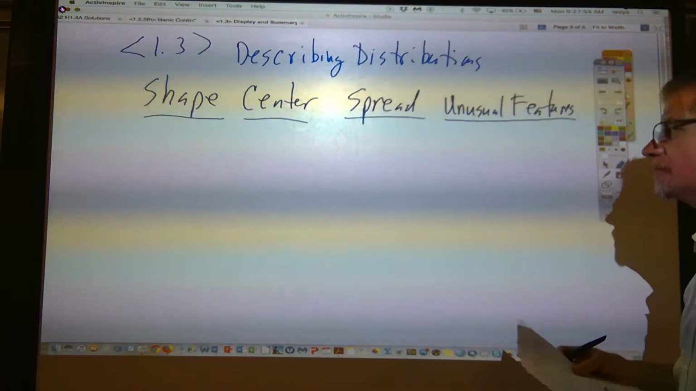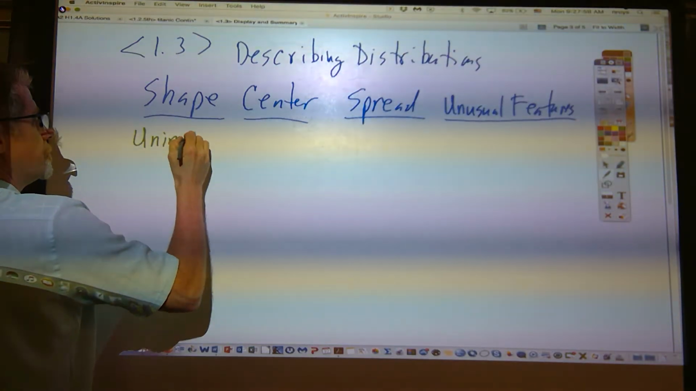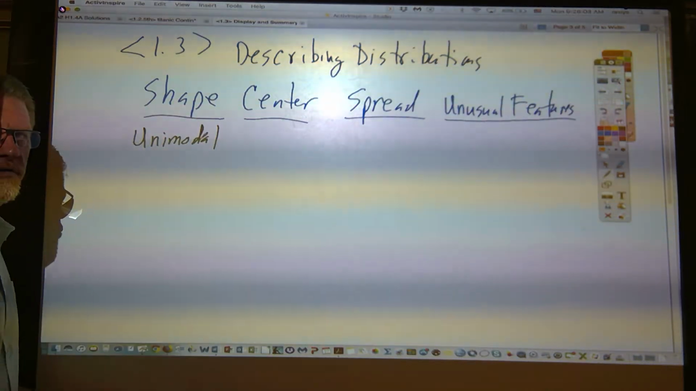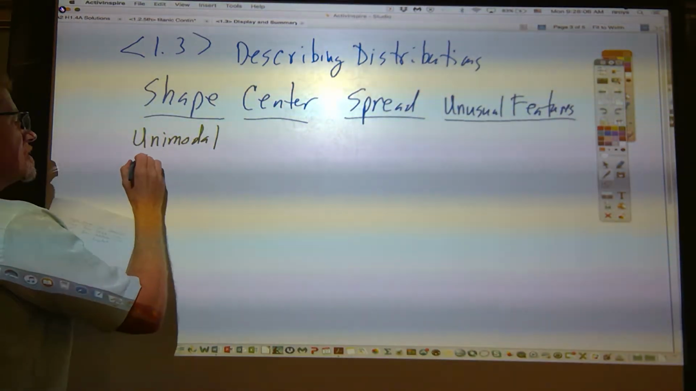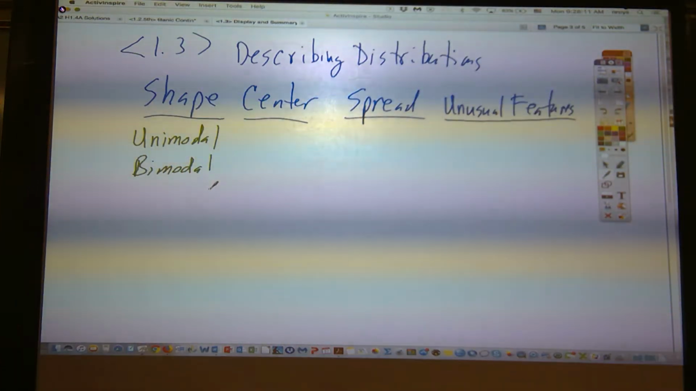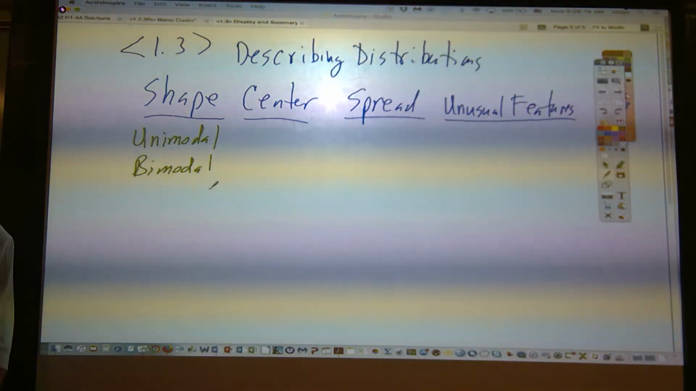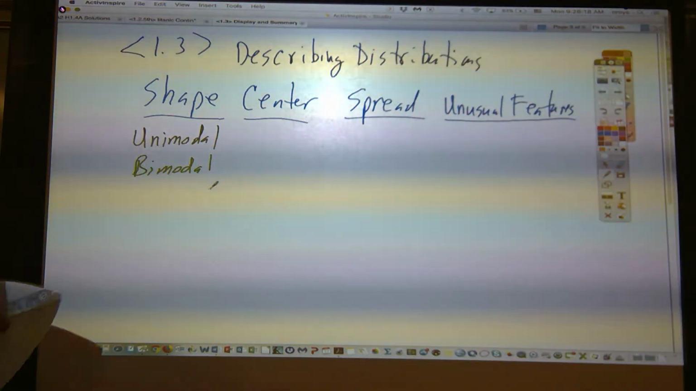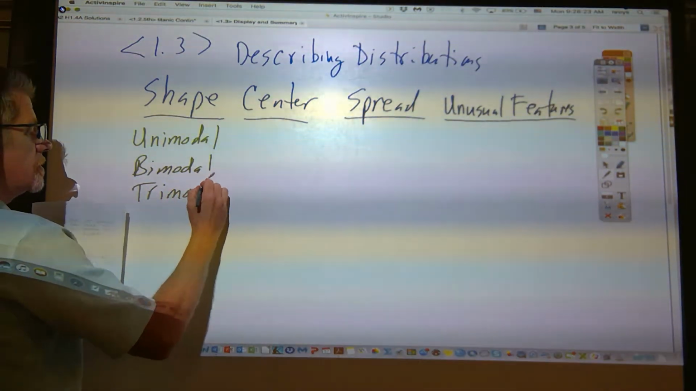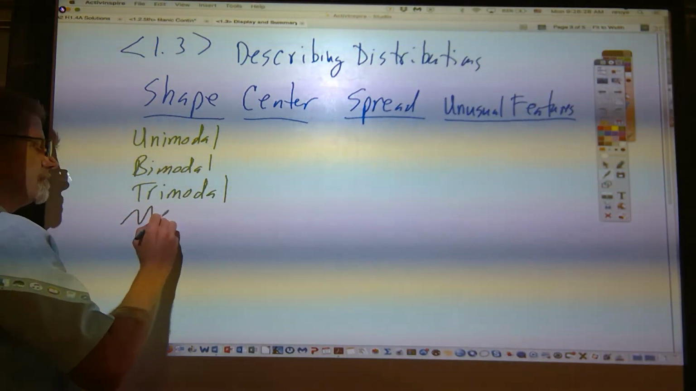So words that you're going to use for shape are going to be words like unimodal. A mode is like a hump. There's just one hump in the graph. It could be bimodal. Our cereal distribution is bimodal. Sometimes you'll look at a histogram and there'll be maybe 3 humps. We would call it trimodal. Usually they're unimodal and symmetric, but sometimes bimodal, trimodal, might say multimodal.